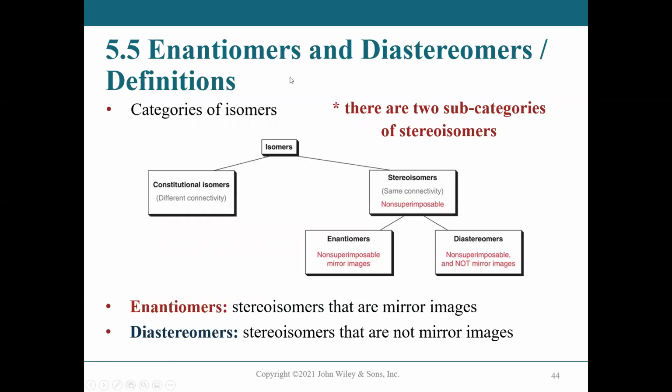So, enantiomers and diastereomers definitions. We took isomers and we said they're either constitutional isomers, different connectivity, or stereoisomers, same connectivity. Then we looked at whether they were enantiomers or diastereomers. Diastereomers are non-superimposable and not mirror images. And enantiomers are non-superimposable and they are mirror images. So that's the difference between an enantiomer and a diastereomer. Enantiomers are stereoisomers that are mirror images, and diastereomers are stereoisomers that are not mirror images.